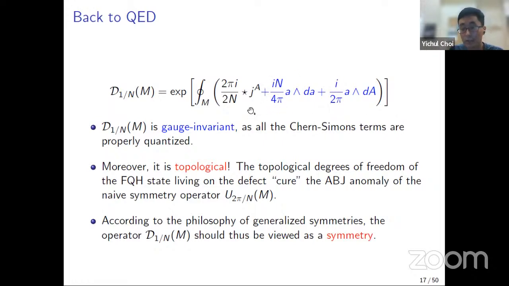So these fractional quantum Hall state degrees of freedom that live on this defect are designed in such a way that they carry the exact opposite amount of anomaly that can cancel the original ABJ anomaly carried by the naive symmetry operator U. And when all these things are combined, they cancel the anomalies of each other, and the resulting operator D_{1/n} becomes topological. And now, since this operator is topological, according to the philosophy of these generalized symmetries, I should really view this operator D_{1/n} as describing some symmetry of the theory.